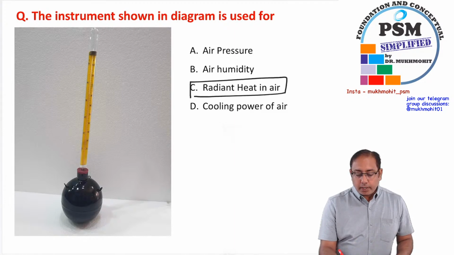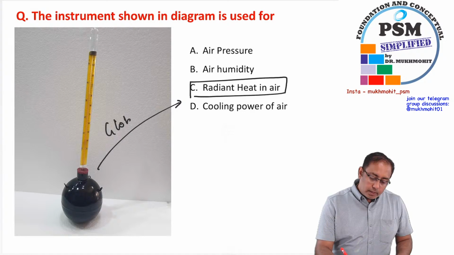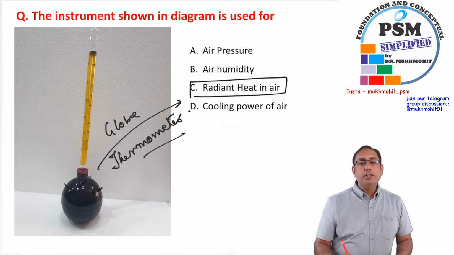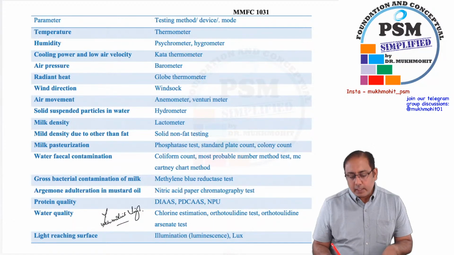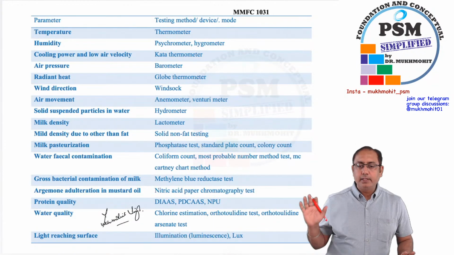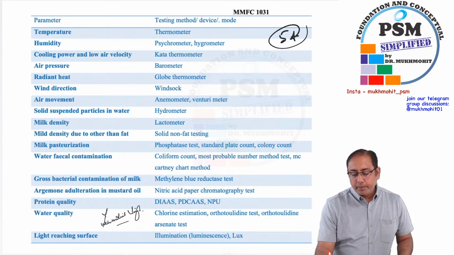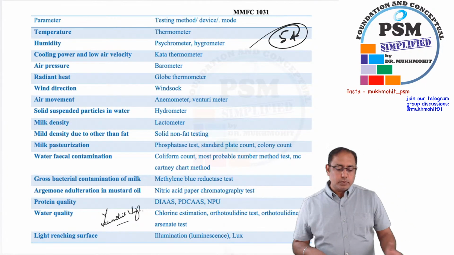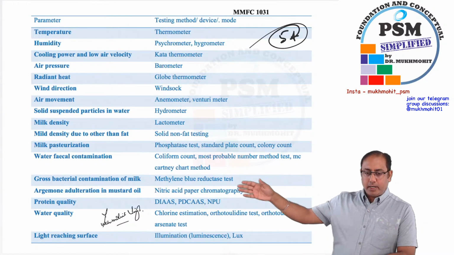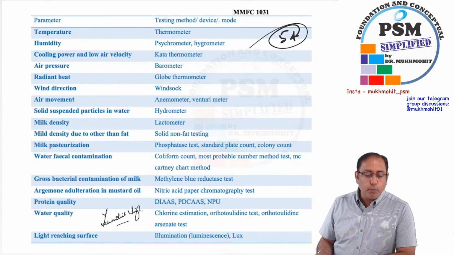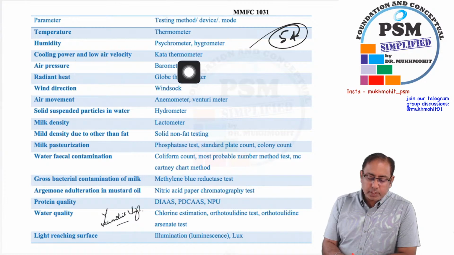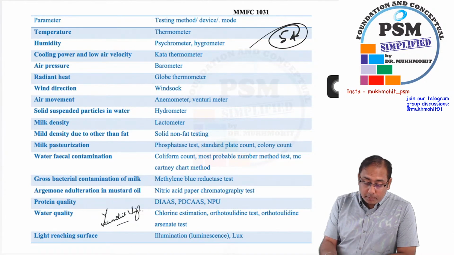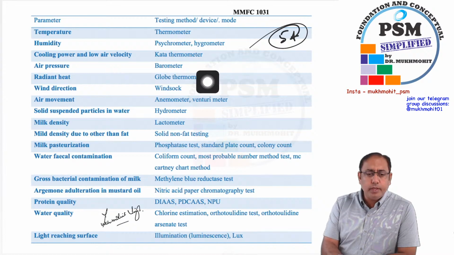Please note it is used for radiant heat. This is what we call a globe thermometer. It is for radiant heat. You can take a screenshot of this page, and this is a 5-star MCQ table. Every year you get a lot of questions on this. So please note, temperature we measure with a thermometer, air pressure with a barometer, radiant heat with a globe thermometer. That is what was shown here right now.